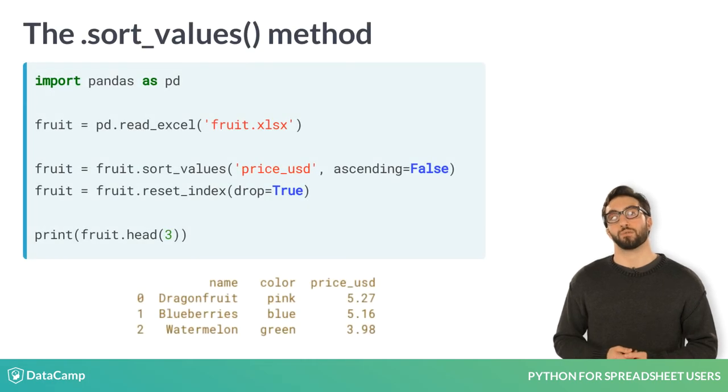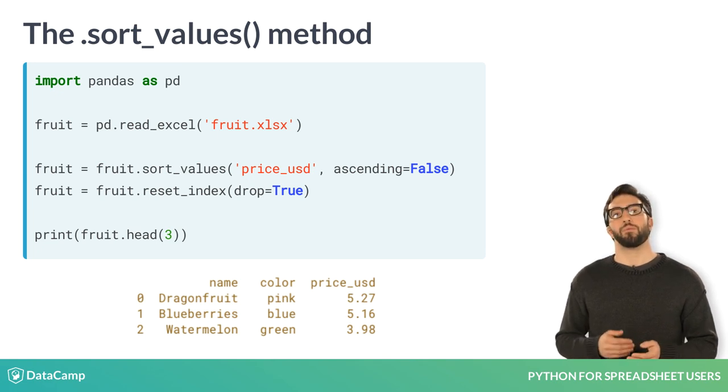We can also sort values in descending order by passing ascending equals False to the sort_values method. This code chunk outputs a data frame of the most expensive fruits in our data set.